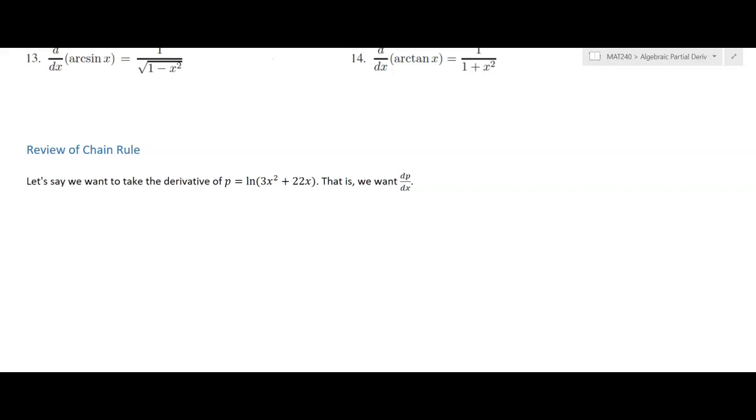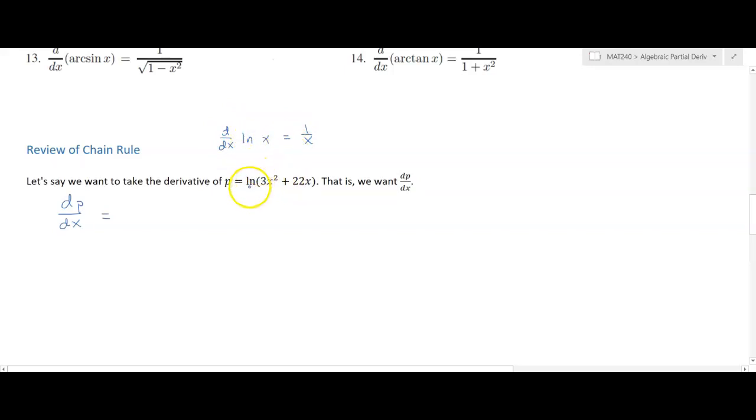So if I want to find dp dx, then I can actually create a series of multiplications of derivatives that will cause the units to cancel out and produce dp dx. So let's just, for the moment, observe that we know that the derivative with respect to x of the natural log of x is 1 over x. So we already know how to take the derivative of a function like that.